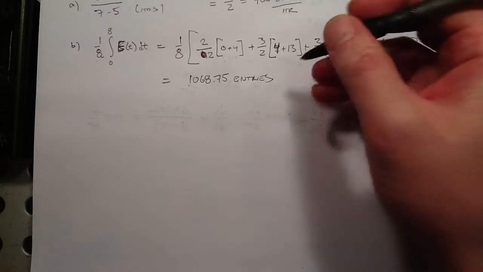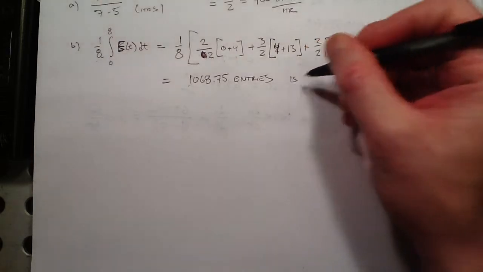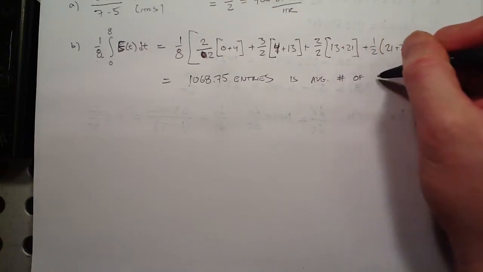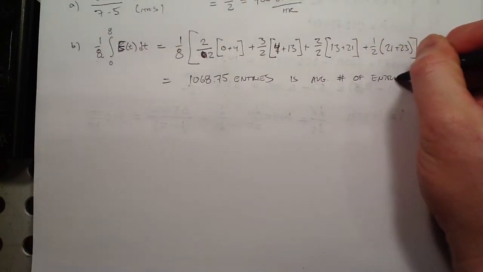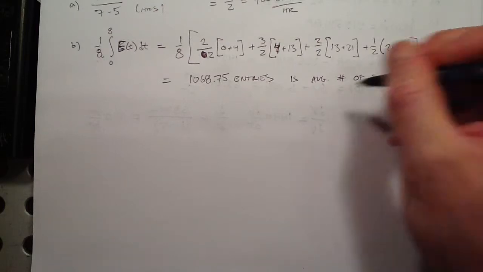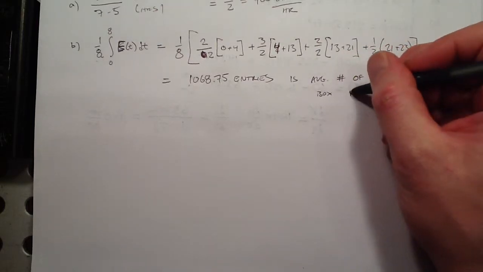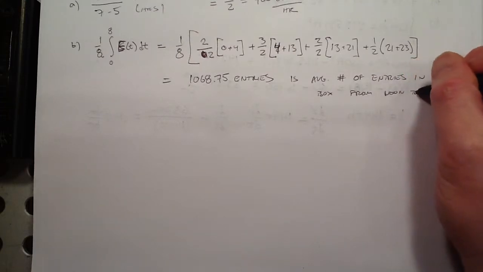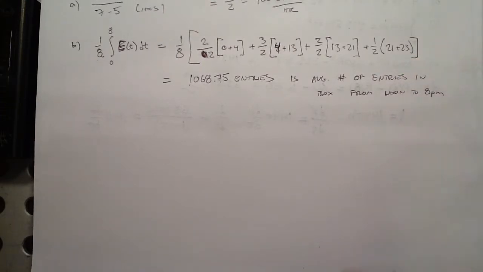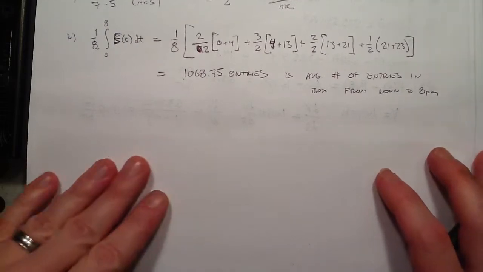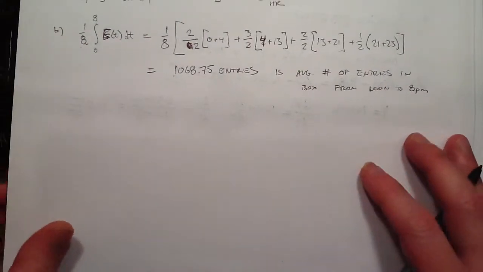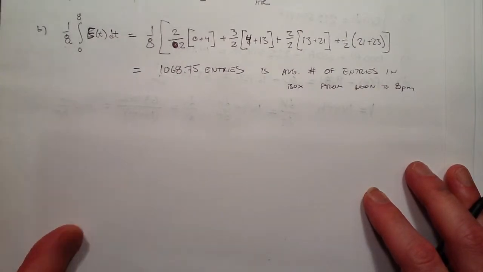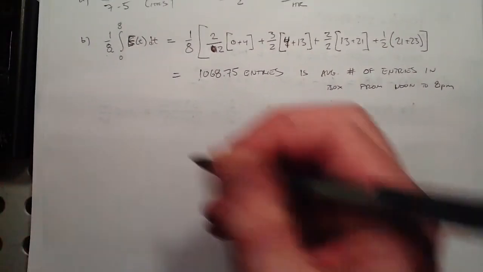And I want us to explain the meaning of this. This is the average number of entries in the box from noon to 8 p.m. See that okay? Average number of entries in the box, the average value of the entry function.